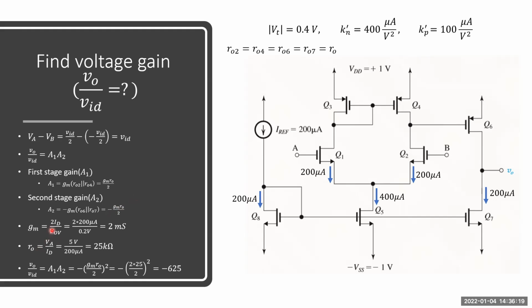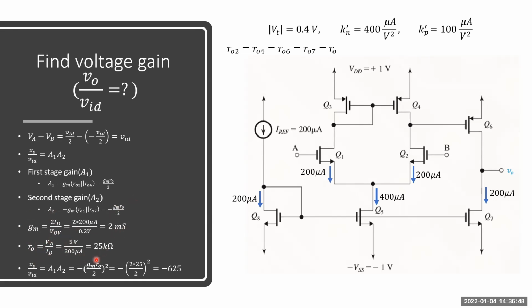We have the ID and overdrive voltage values of the transistors, and then we calculate gm by using this formula, 2ID divided by Vov. The gm value equals 2 millisiemens. What about the output resistance of the transistors? It's basically VA over ID. VA is 5 volt, ID is 200 microamp, then the output resistance equals 25 kilo ohm.